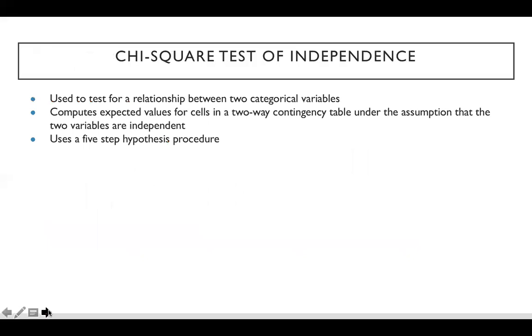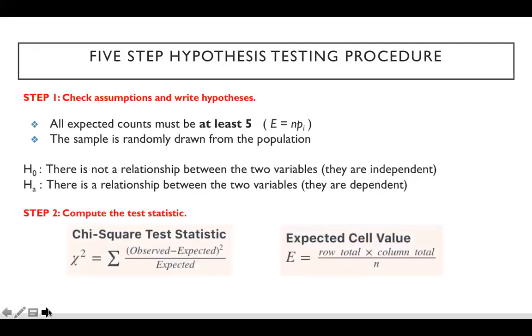So a chi-square test of independence is used to test for a relationship between two categorical variables. So you compute expected values for cells in a two-way contingency table under the assumption that the two variables are independent of one another. So for a chi-square test of independence, you will use the 5-step hypothesis testing procedure.